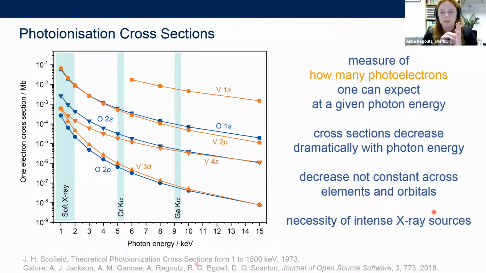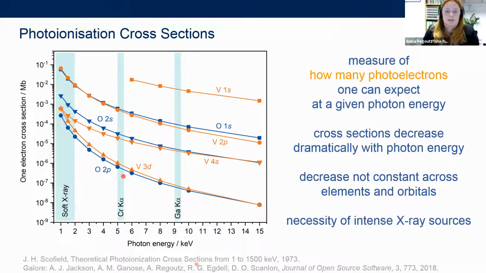Now, in the plot, you have the one-electron cross-sections versus the photon energy. Note that the y-axis is logarithmic. So you have logarithmic drops of the cross-sections with an increase in photon energy. And the colored bars tell you where your soft X-ray range is, and then two of the dominant lab sources, chromium and gallium. And you can see that your cross-section, and therefore your signal intensity, drops by orders of magnitude.